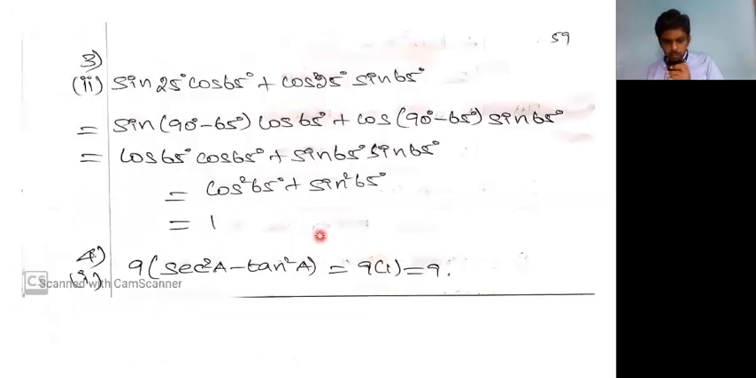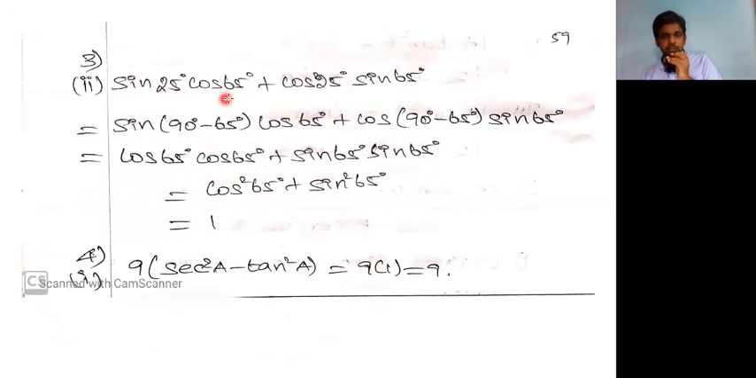Second one, I want you to try it on your own. Express all the trigonometric ratios in terms of secant A. Third one, evaluate. First subdivision you have to do it on your own using complementary ratios. So second one I'm trying it.